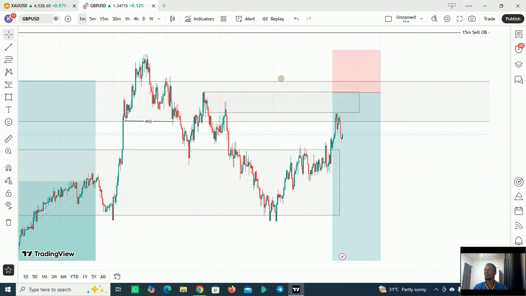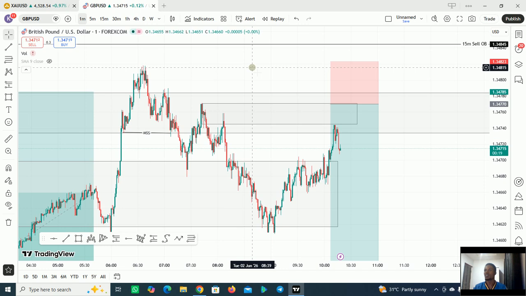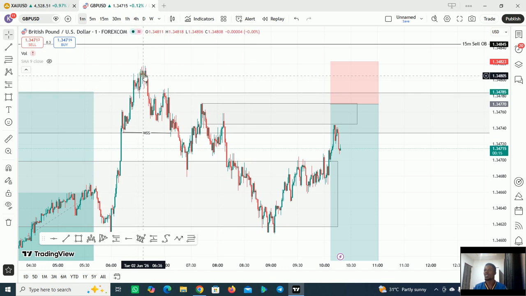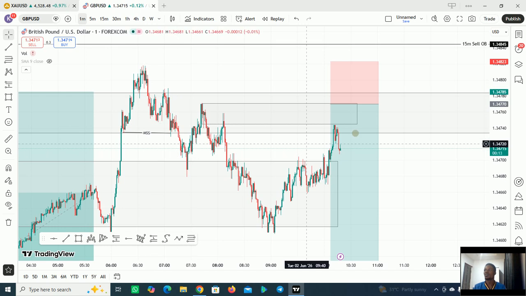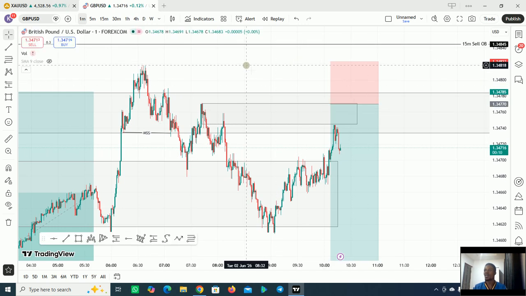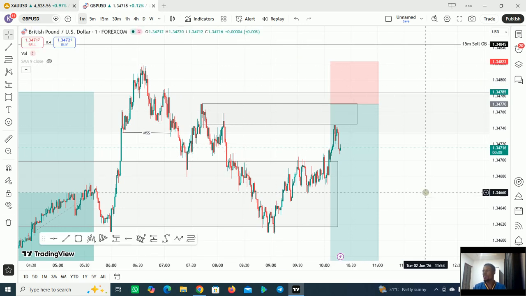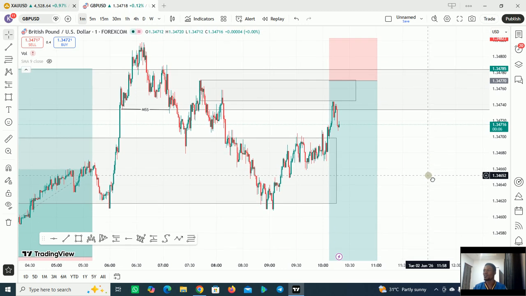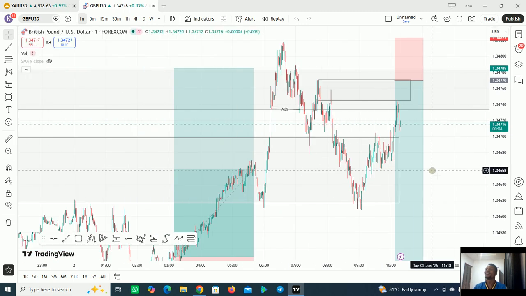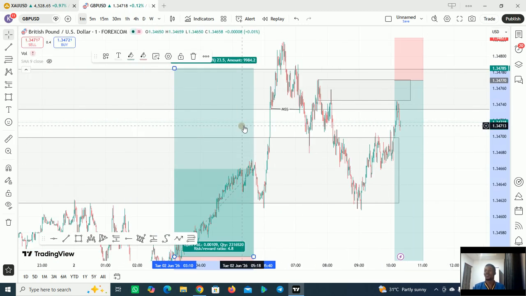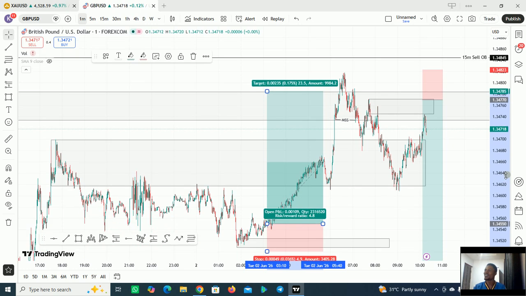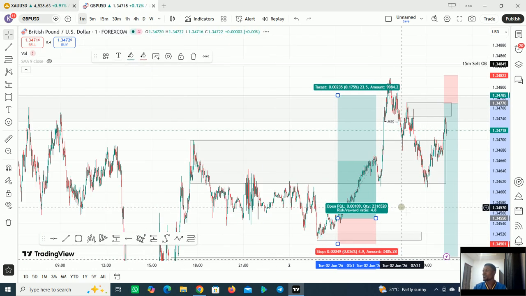The reason I placed my stop loss here is because this lower high right here was the high that swept liquidity before coming down. That's why I placed my stop loss at that high. Let's see how price is going to play out. We already hit 1 ratio 4.8 in this market. So let's see how price is going to play out today.